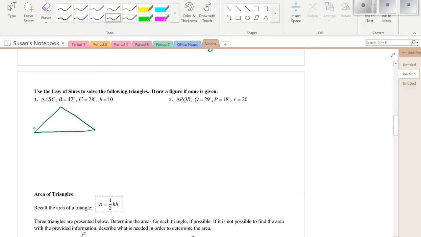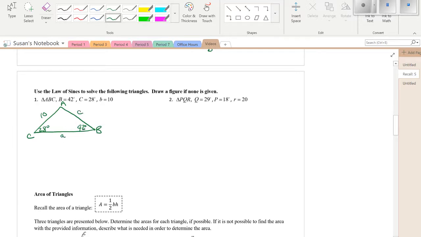Okay, so let's go ahead. We'll call this A, we'll call this B and C. Of course, your triangle may not be drawn to scale, but that's okay. C is 28 degrees, B is 42 degrees, and then we're also given the side opposite B, which is 10. So we don't know angle A or side A, and we don't know side C.